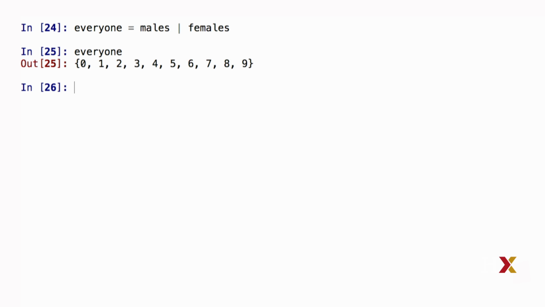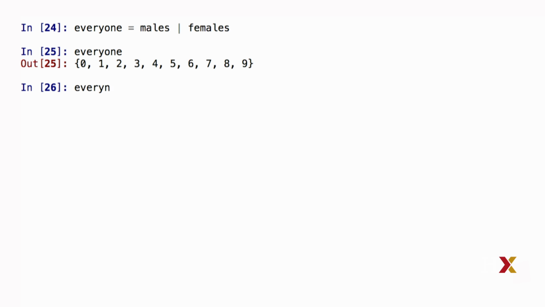There are other ways to perform set operations in Python. For example, I can perform the set union operation in a very handy way. Let's say that I want to create a set, which I'm going to call everyone, and everyone consists of all of the males and all of the females. The shorthand operation for a set union in Python is a vertical line. Again, if I look at the contents of the set everyone, I can see that all of the set members are there.